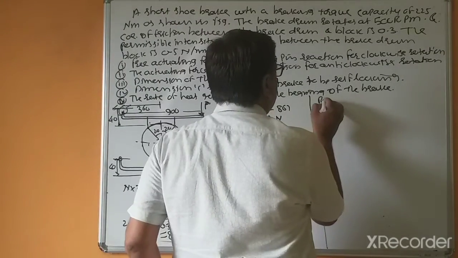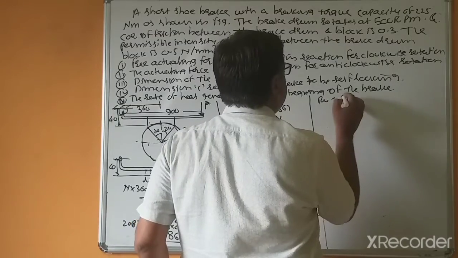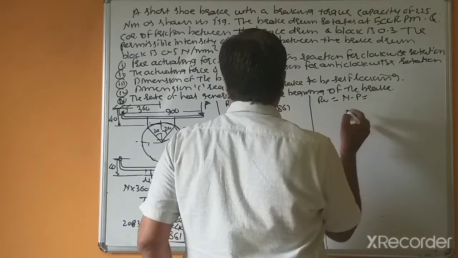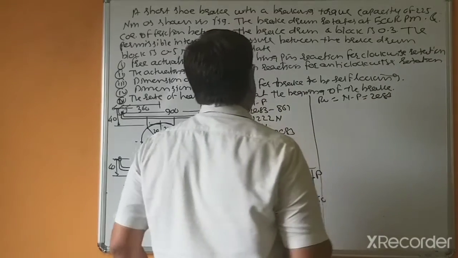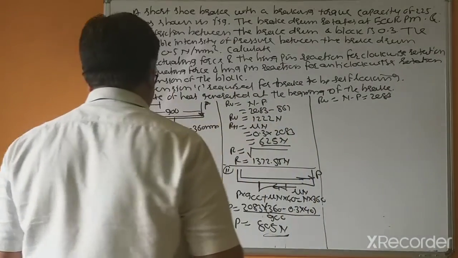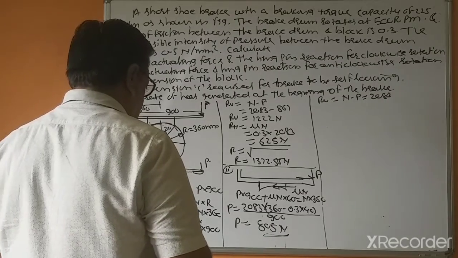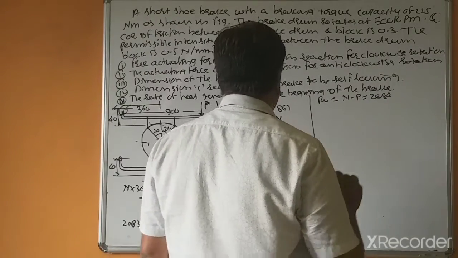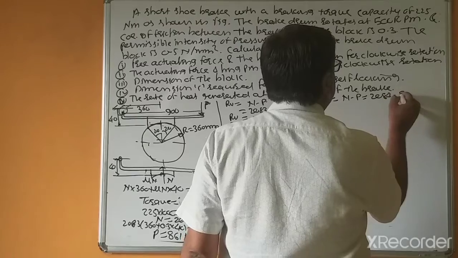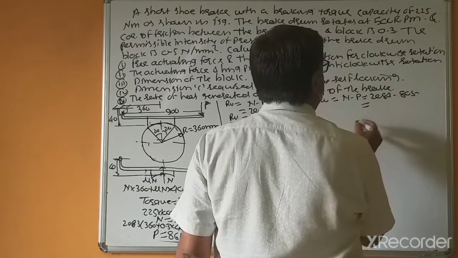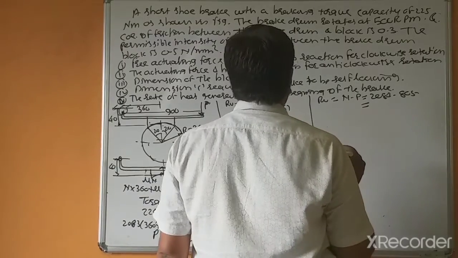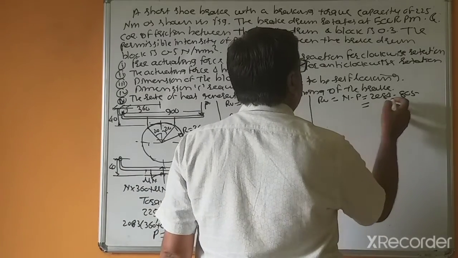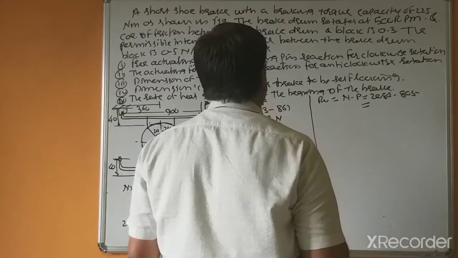Now RV equal to the hinge pin reaction, N minus P, 2083 minus 805. So this is equal to 1278.